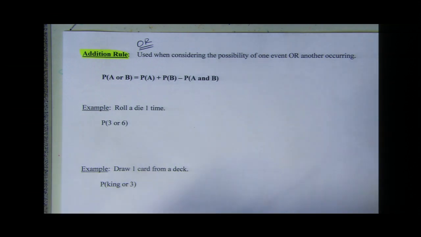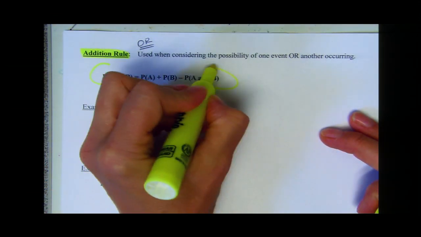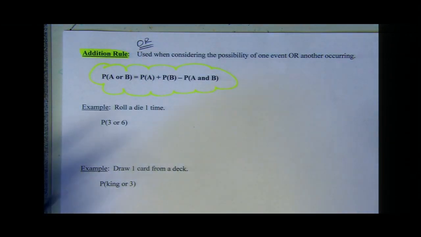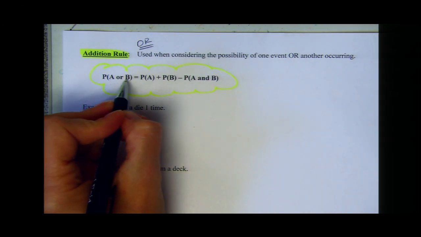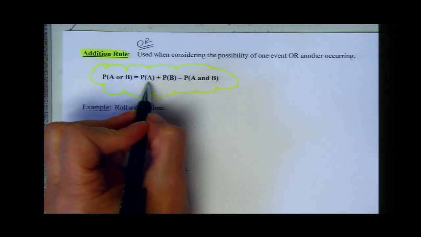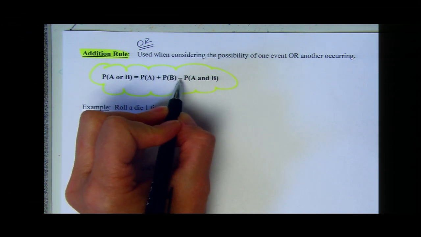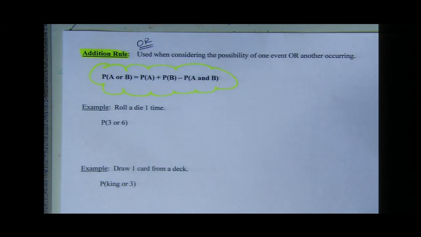So here's the formula we're going to use when we have OR. And this reads, the probability of event A or B occurring is equal to the probability of event A plus the probability of event B minus the probability of event A and B. This would be if both of events can occur. So we'll talk about that as we work these.